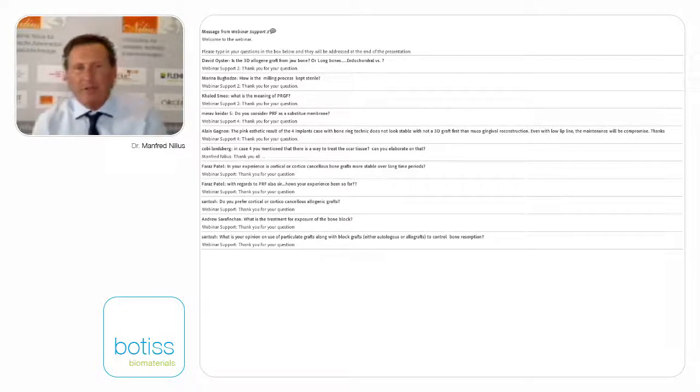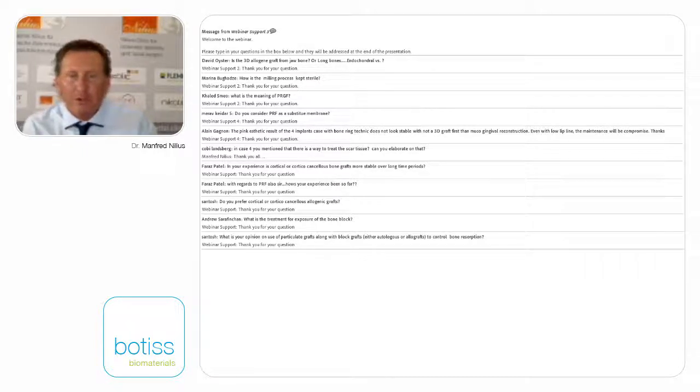One question from Andrew Sarafinchan is, what is the treatment for exposure of the bone block? The first is remove the surface till it is bloody. Put on chlorhexidine digluconate on the soft tissue, and give antibiotics. My experience in recovering is not that much. It's not that good. So don't make new stitches because it's going infected.